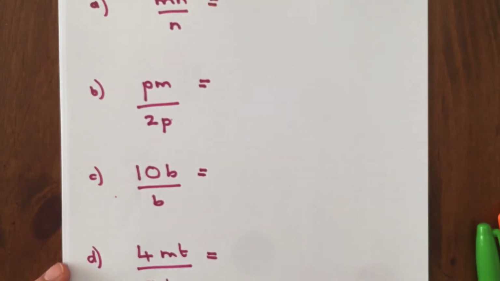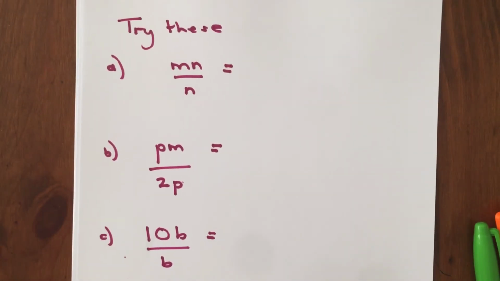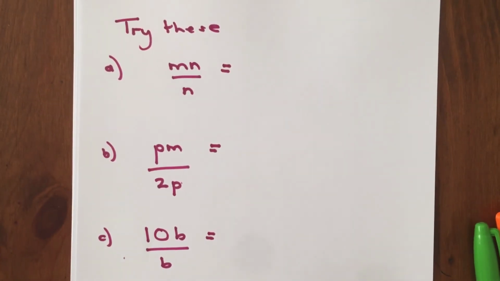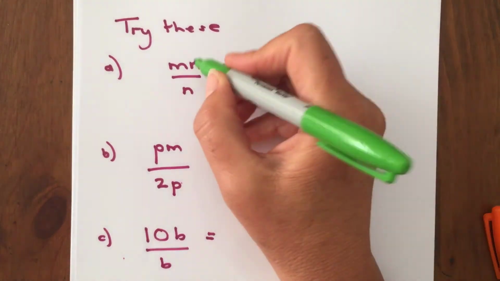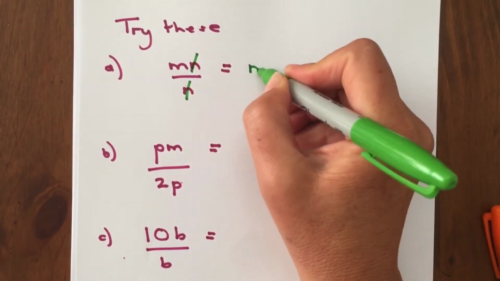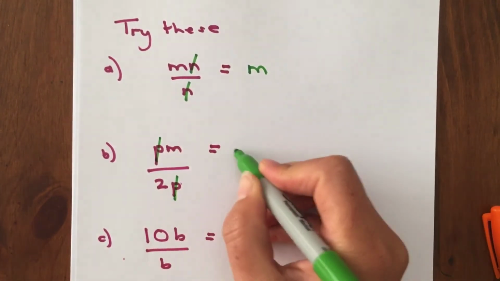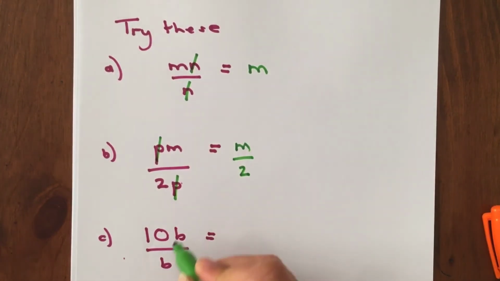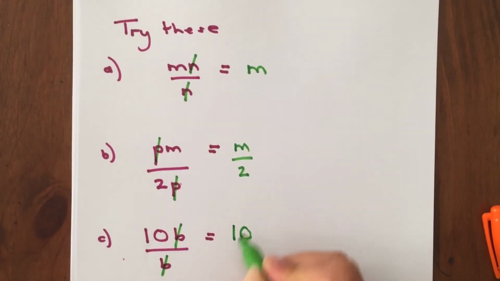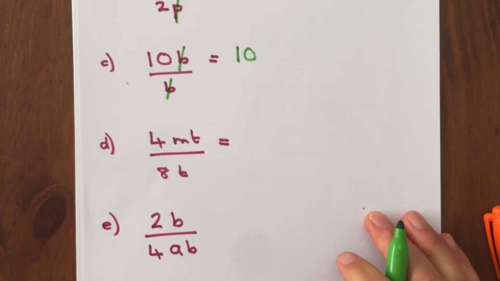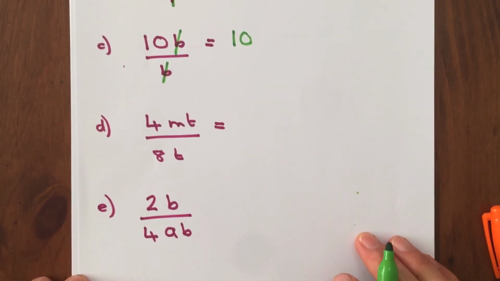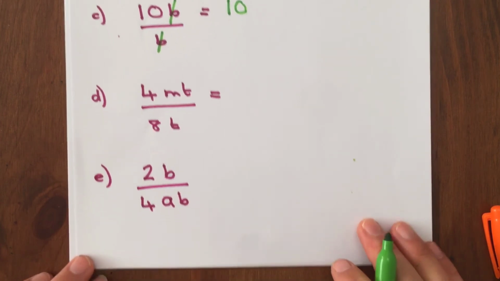So you're going to have a go at these 3 questions here. So pause and have a go at those 3. Okay, these are the answers. I'm just going to cancel. So those are the answers for those 3. Okay, a little bit harder now. Pause and have a go at those 2, sorry.